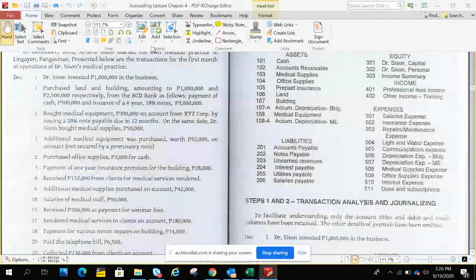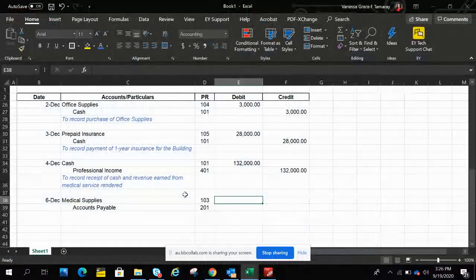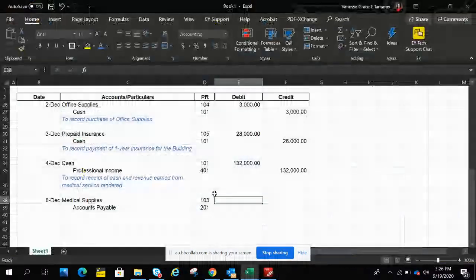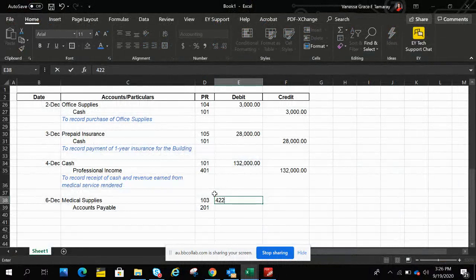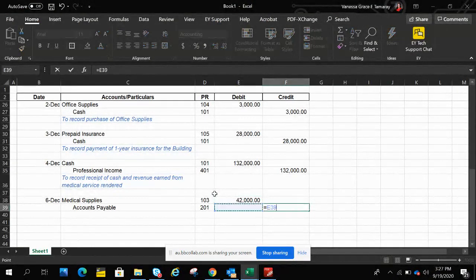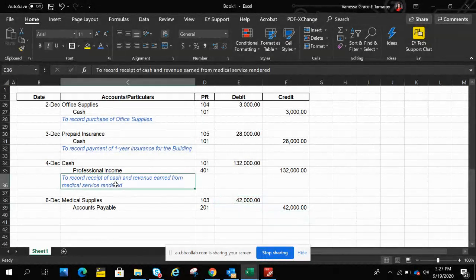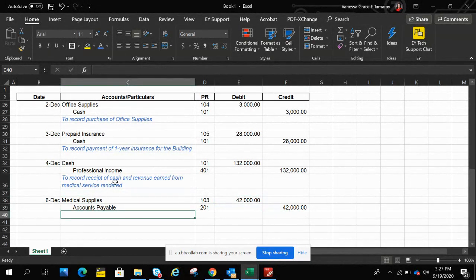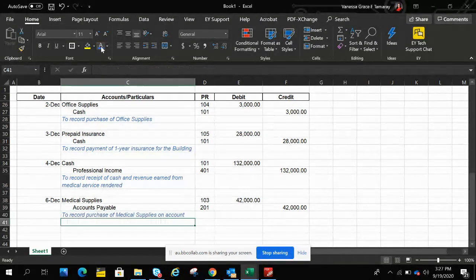Magkano? 42,000 pesos. Tama ba? 42,000 pesos. To record purchase of medical supplies on account. Okay? Next.